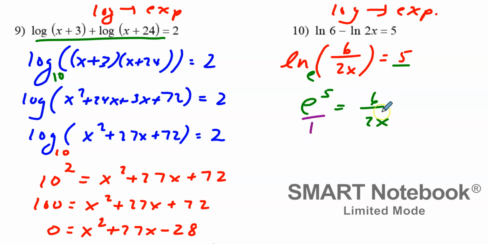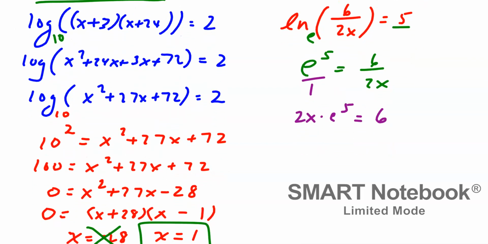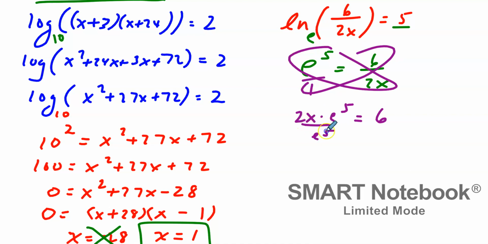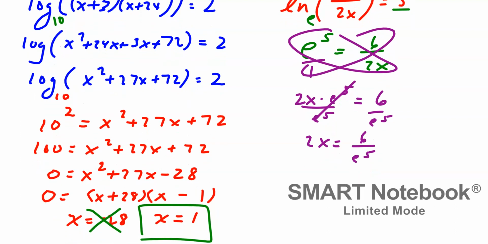Now that you have a fraction equaling a fraction, you can cross multiply. So we'd have 2x times e to the 5th equals 6. And so then, if you want to solve for x, the first thing I would do is get rid of the number e to the fifth. So you'd have 2x equaling 6 over e to the fifth power. And then you're going to have to divide by 2.